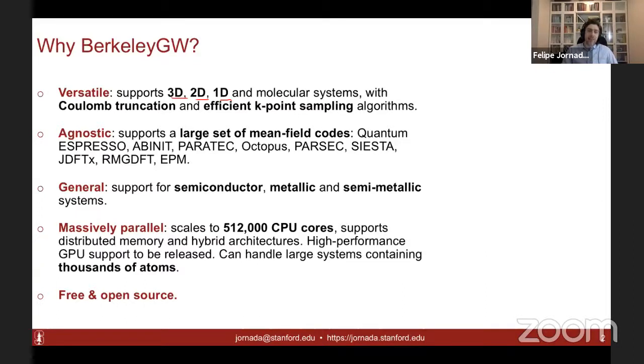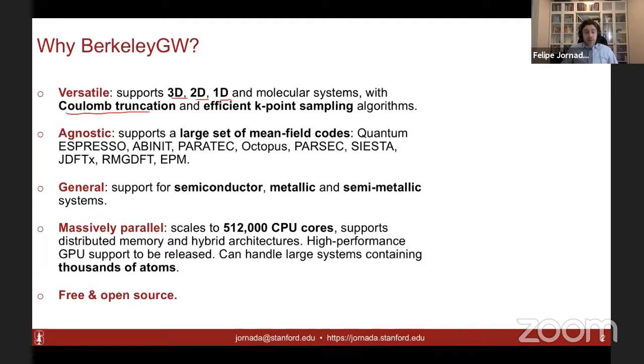And one of the things that makes it really applicable to a wide variety of systems is that it supports a truncation of Coulomb interaction and also efficient k-point sampling algorithms. BerkeleyGW, we're also proud that it's an agnostic code in that you can interface it with your favorite starting mean-field code. For instance, you can start a calculation with Quantum ESPRESSO or Abinit or PARATEC, and once your mean-field DFT calculation is ready, you can carry out your excited-state calculations with BerkeleyGW. It is also a general code in that it supports systems which are semiconducting, metallic, semi-metallic, including graphene, and so on. And we have different algorithms that are suitable for different systems.